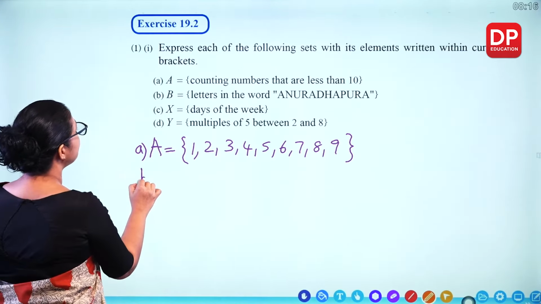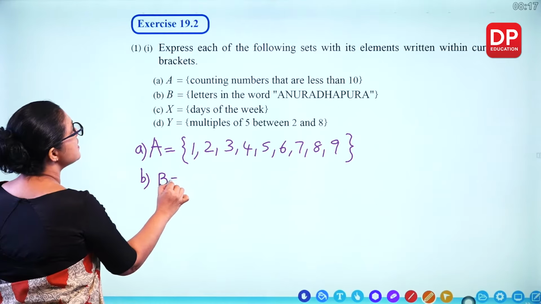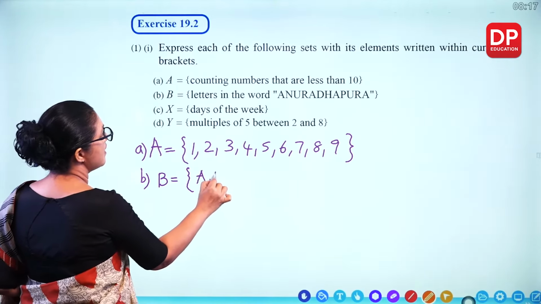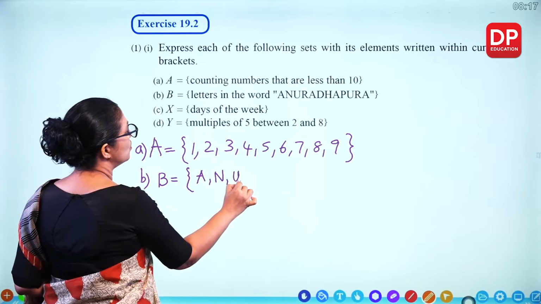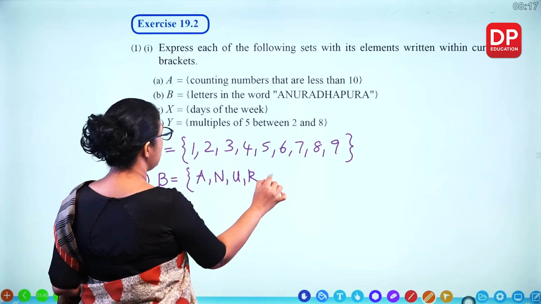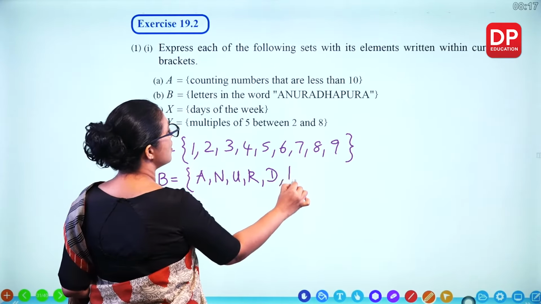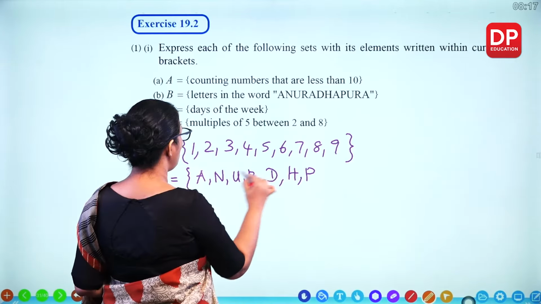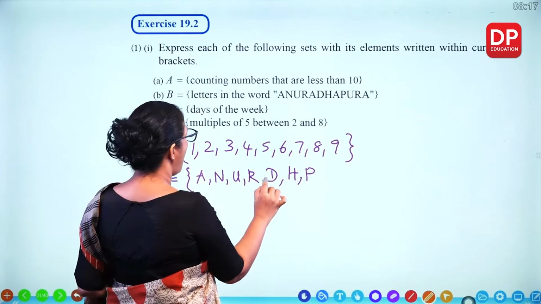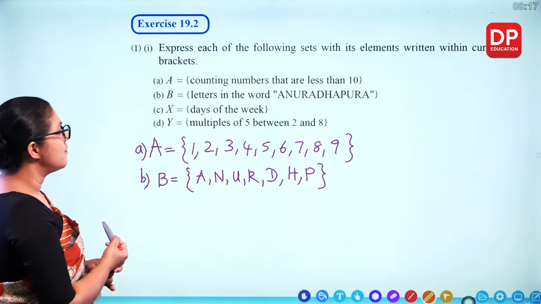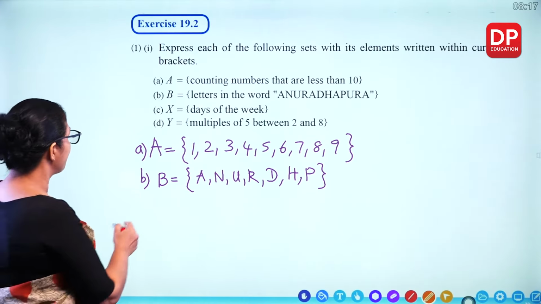Then B, letters in the word Anuradhapura. A, N, U, R, A, you can't repeat again, D, H, A is there, P, U already written, R, A. So these are the different elements.